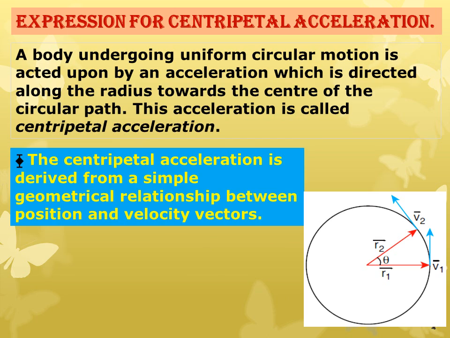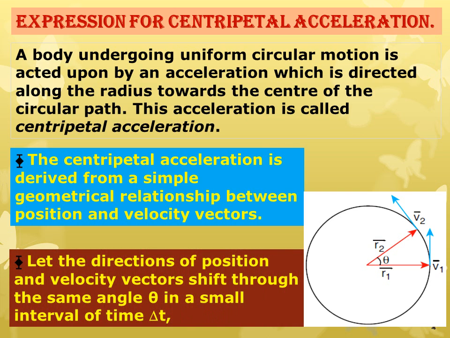Now, let us see the expression point by point. The centripetal acceleration is derived from a simple geometrical relation between the position and the velocity vectors. So, let the direction of the position and the velocity vectors shift through the same angle theta in a small interval of time del t. That means we take this displacement over the time del t.